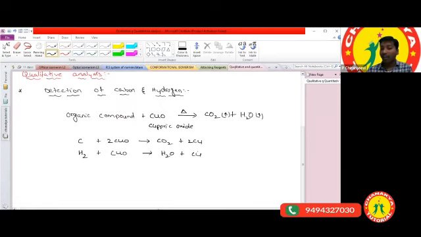Sir, how can we identify that the given compound contains carbon and hydrogen? Whatever carbon dioxide is released, we pass through the lime water. What is meant by lime water, Aditi? What is meant by lime water, Tanishk?